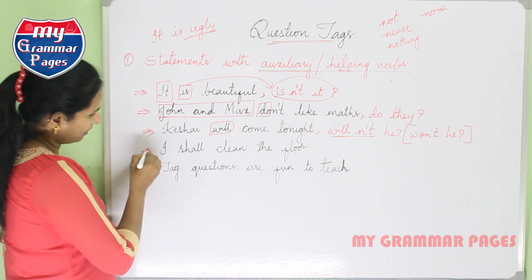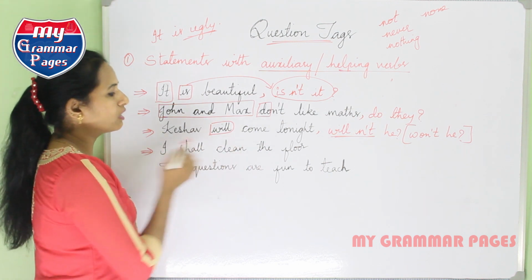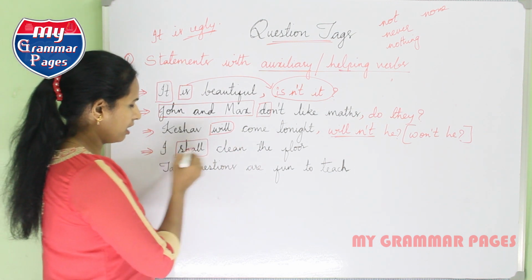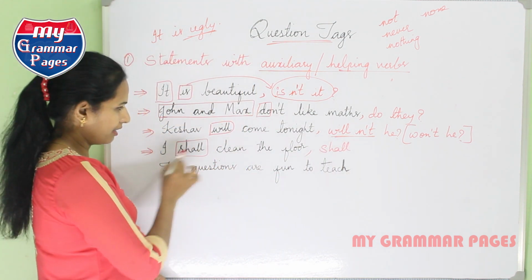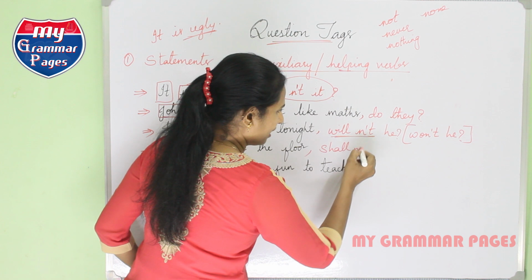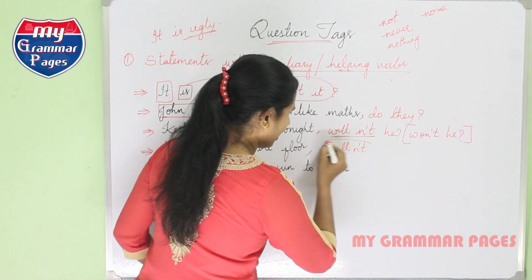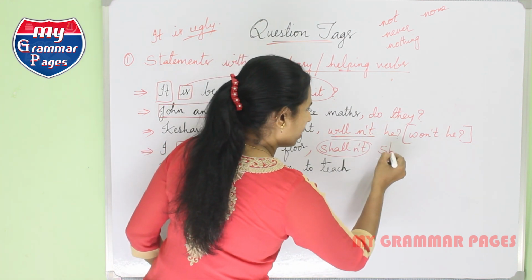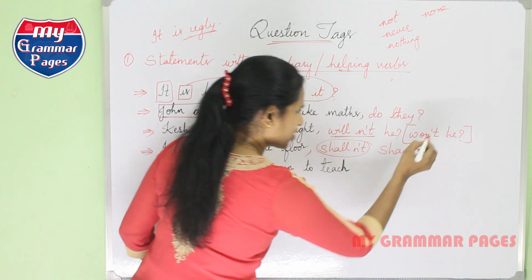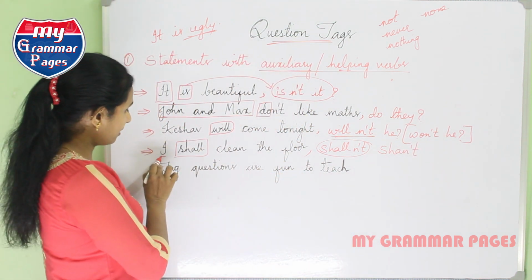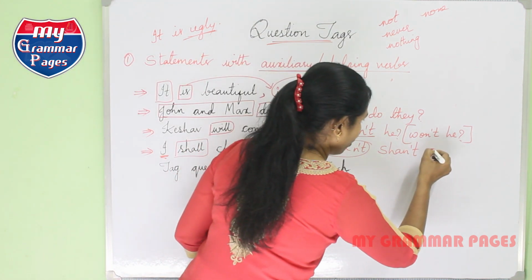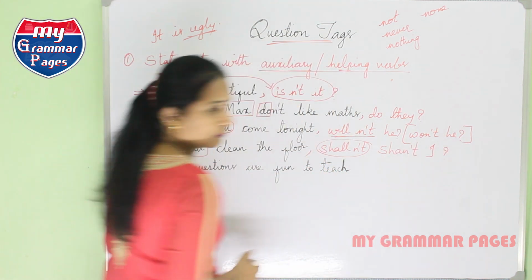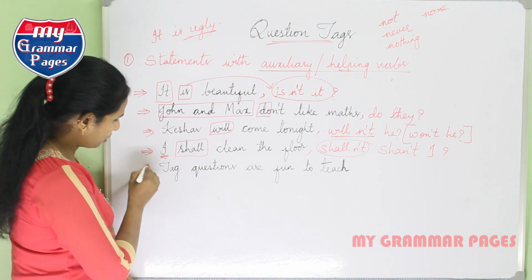Now coming to the next example. I shall clean the floor. Once again, shall is the helping verb. I'm bringing the same verb here, and this is a positive statement. I'm making it shalln't. We don't have shalln't in English, so we are writing shan't. Shan't. This is a personal pronoun, once again you need to be careful on this. Shan't I.